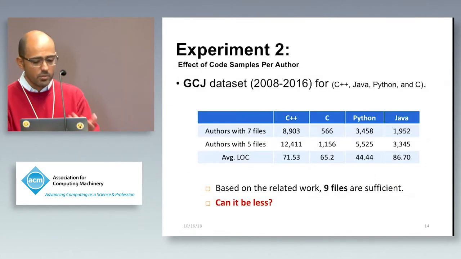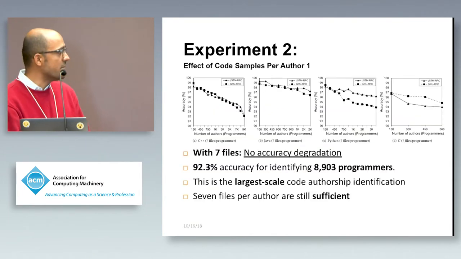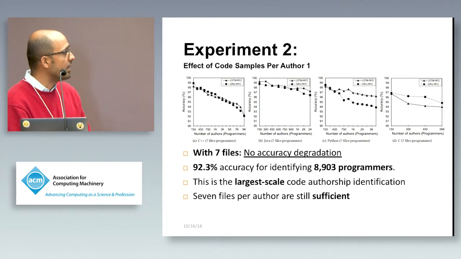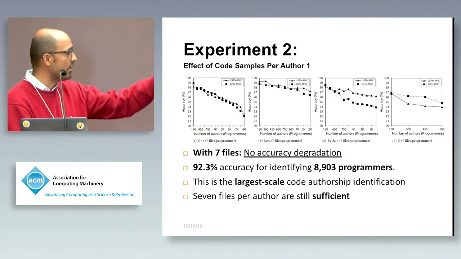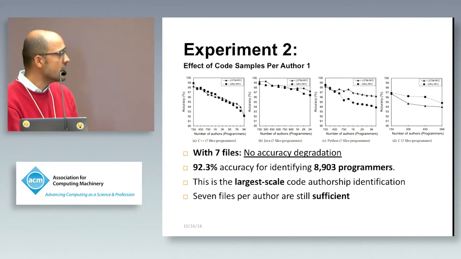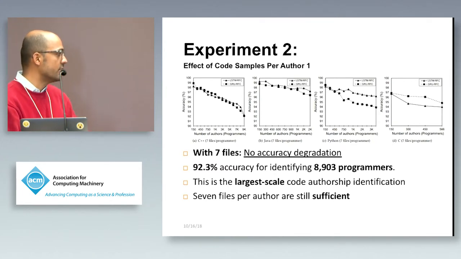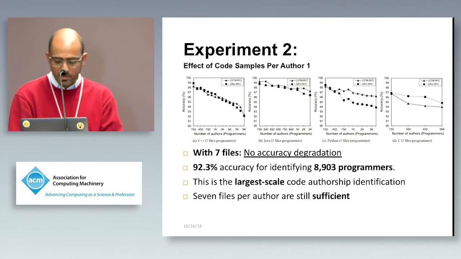Again, for this, we use the same dataset of C++, Java, Python, and C. And here are the results. With 7 files, there is really no degradation in the accuracy. Again, on the x-axis we have the number of authors, and on the y-axis the accuracy for the same programming languages. This is for 7 files across all the languages, and with 7 files there is no accuracy degradation. 92% accuracy is achieved for the 9,000 programmers, which proves the case that you can go with less, and 7 is sufficient.